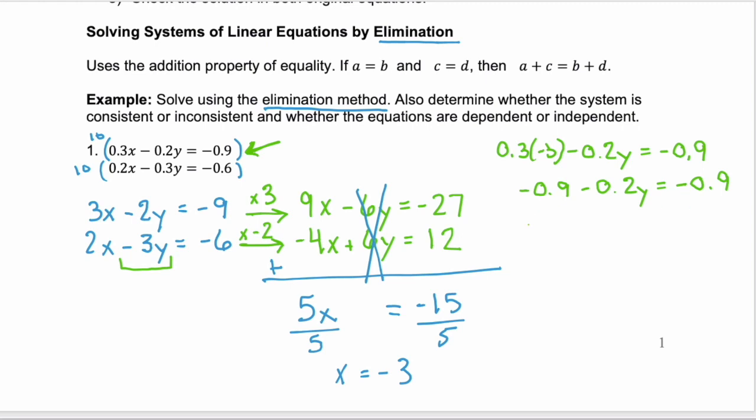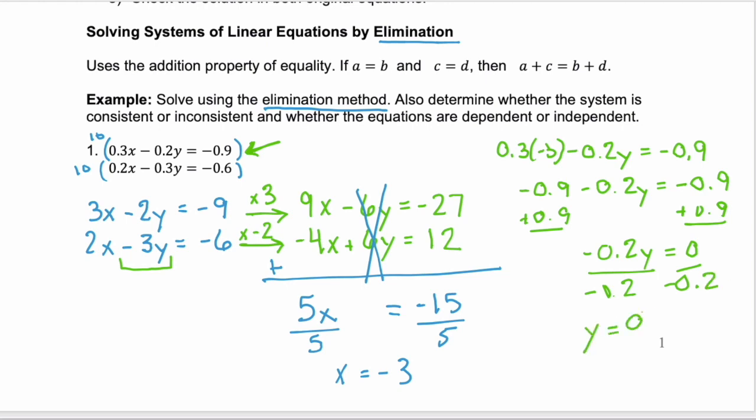Now we want to slowly isolate the y, so let's add this 0.9 to both sides. And notice we end up with negative 0.2y equals 0. If we divide by negative 0.2, we'll get y equals 0. So our solution for this problem, remember it's a point, it's negative 3, 0. And because we have one point of intersection, we have an answer. So this system is consistent, and we have intersecting lines, which means they are independent of each other.